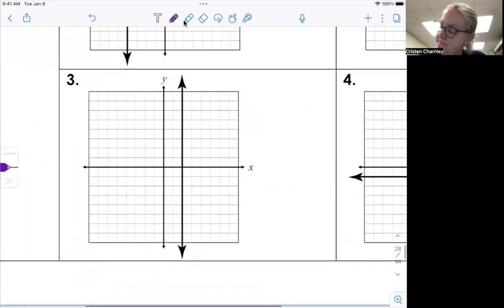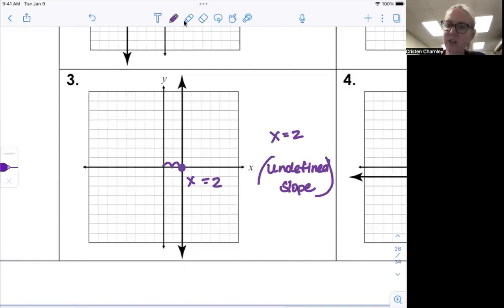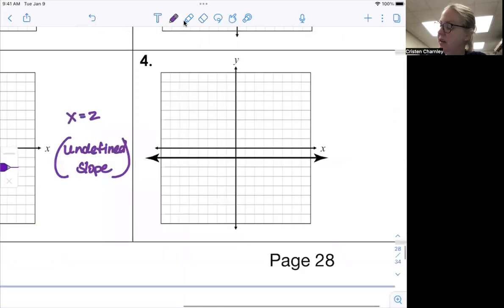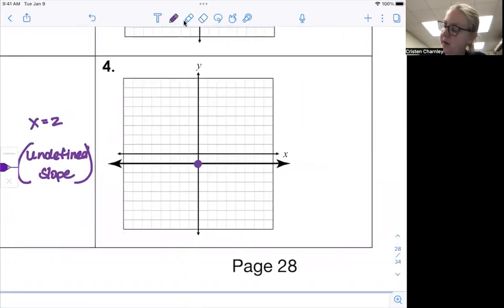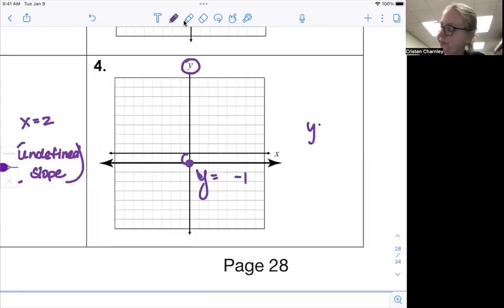Number 3, I cross right here. This is an x value. So if I count over, this is x equals 2. Again, this one's undefined slope. I know the question didn't ask, but it's a good thing to remind ourselves of. Number 4, you can probably tell me what it is. Across the y-axis, see? Across the y-axis. So y equals, if I count down, -1. And again, this is zero slope.